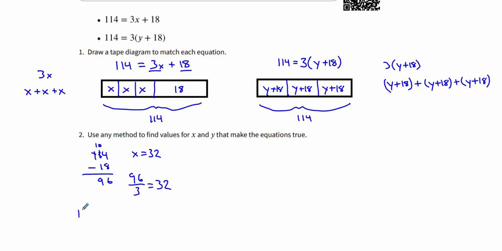Another way of writing this, 114 minus 18, right? 114 minus 18 would be equal to just the 3 x's. So this equation here, 114 equals 3x plus 18, that could also be written as 114 minus 18 is equal to 3x. So these are equivalent. Let's look at this one now.